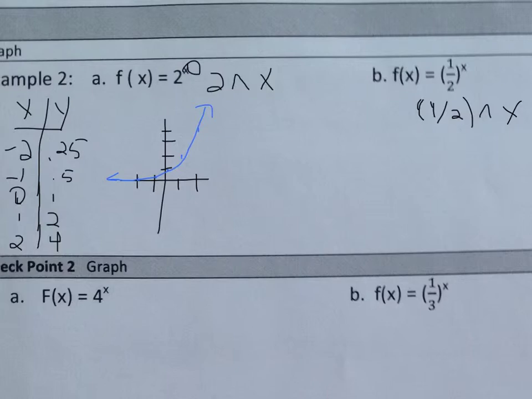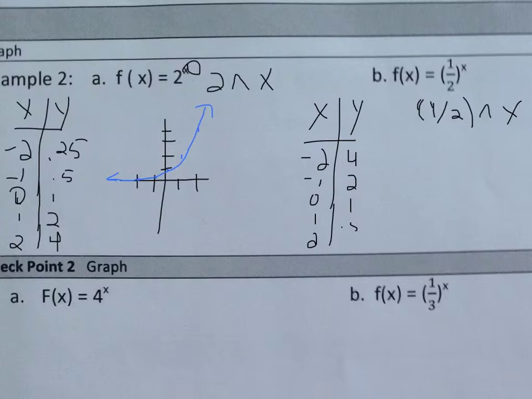If we were doing an xy chart for it, x, y, we're going to do -2, -1, 0, 1, and 2. And if we plug those in, and again, the calculator will give us the answer. I'll show you how to do it with the table. It's going to be 4, then plug in -1, we get a 2. Plug in a 0, we get a 1. A 1 is 0.5, and a 2 is 0.25.